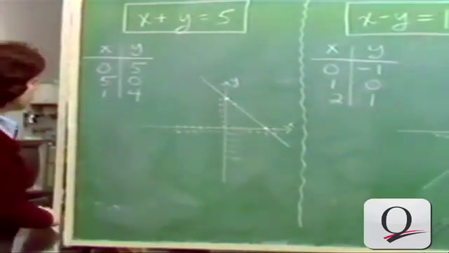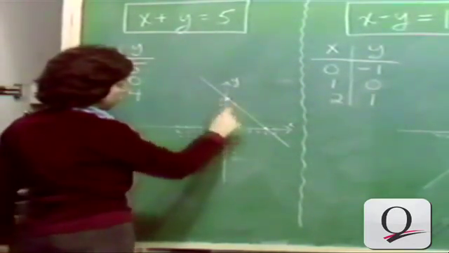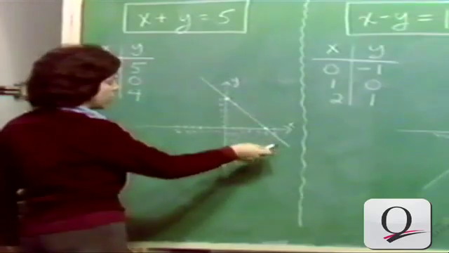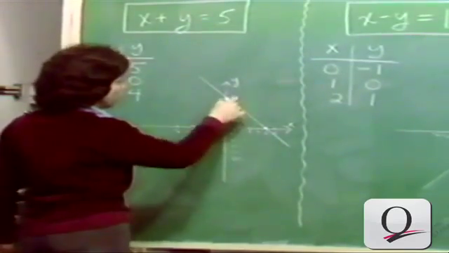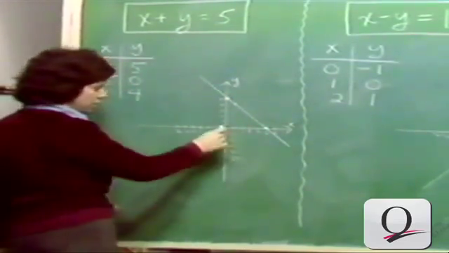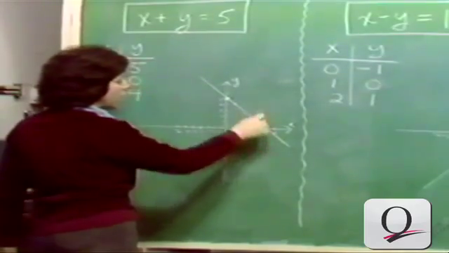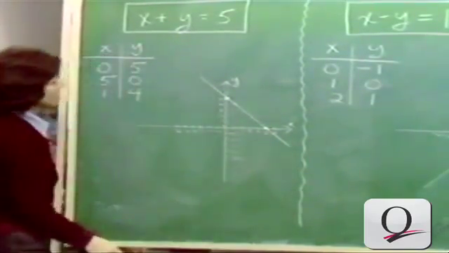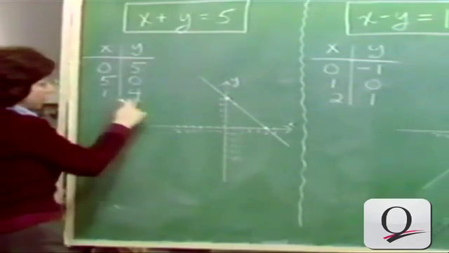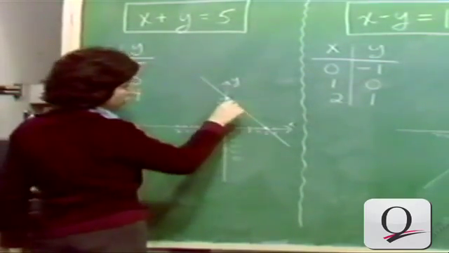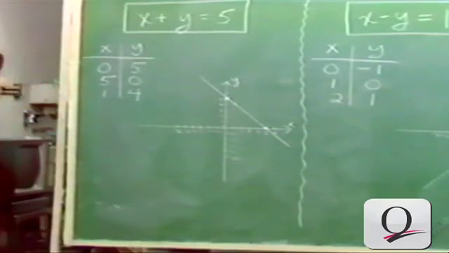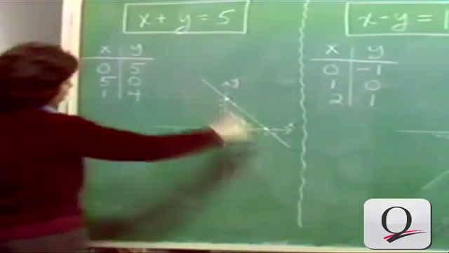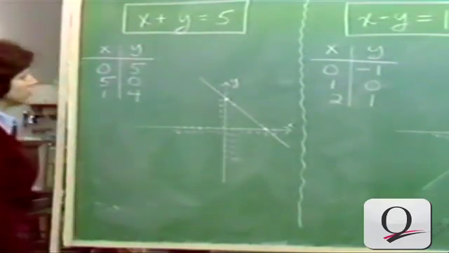And plotting these points, we have 0, 5. x is 0, we don't move to the left or right. y is 5, we move up 5 units. 5, 0. We move to the right 5, not up or down. So we're on the x-axis. We connect those 2 points, we get this straight line. And then we check by seeing that the point 1, 4, our third point, is on that line as well. This is the graph of the equation x plus y equals 5.